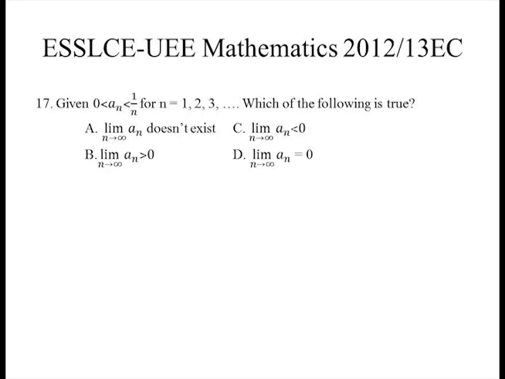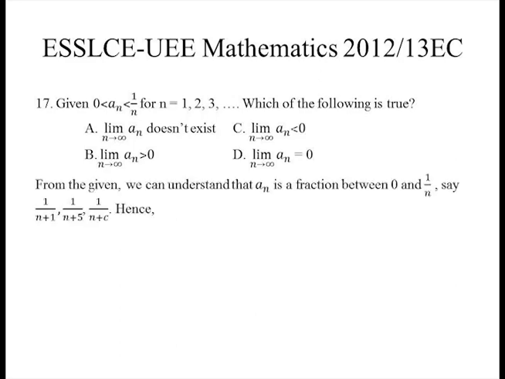Which of the following is true? From the given, we can understand that a7 is a fraction between 0 and 1 over n. Say 1 over n plus 1, 1 over n plus 5, 1 over n plus c. Hence, the limit of a7, as n approaches infinity, is equal to 0. So choice D is the correct answer.